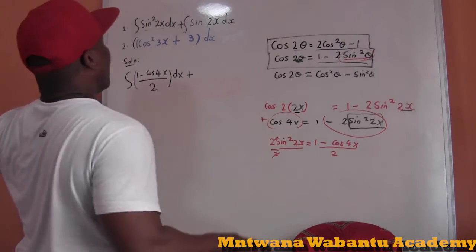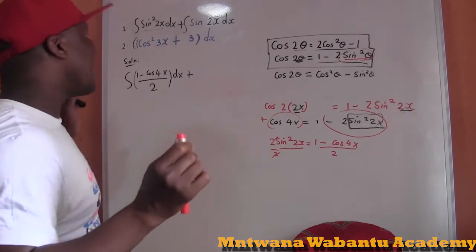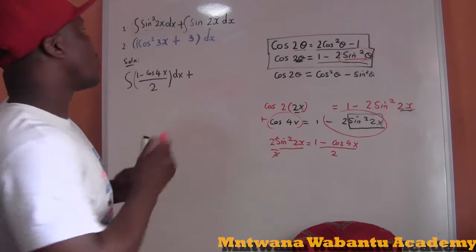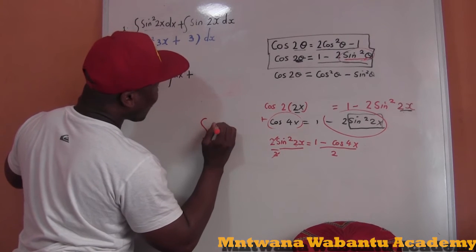So now, what about that one? That one does not have a square, and it's sine 2x. So now, whenever somebody gives you integrate, sine of a function.